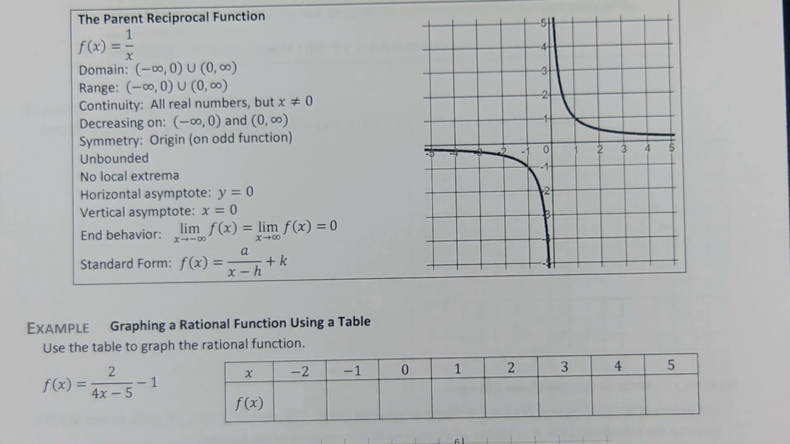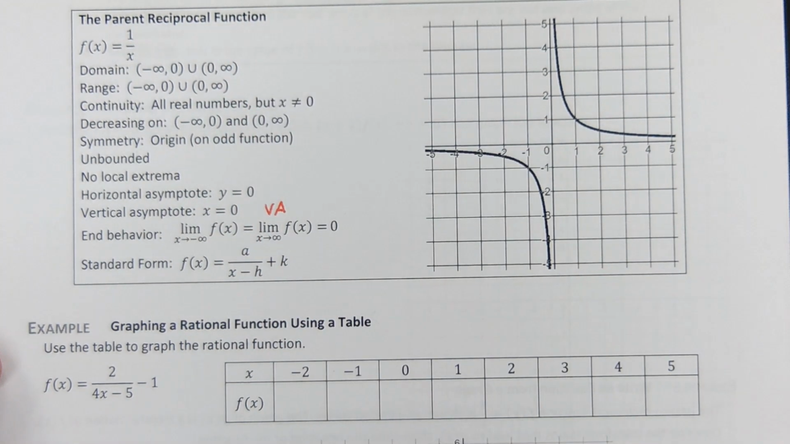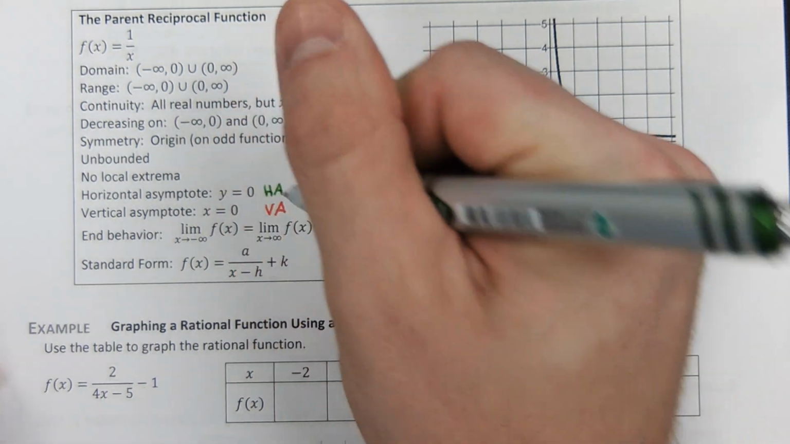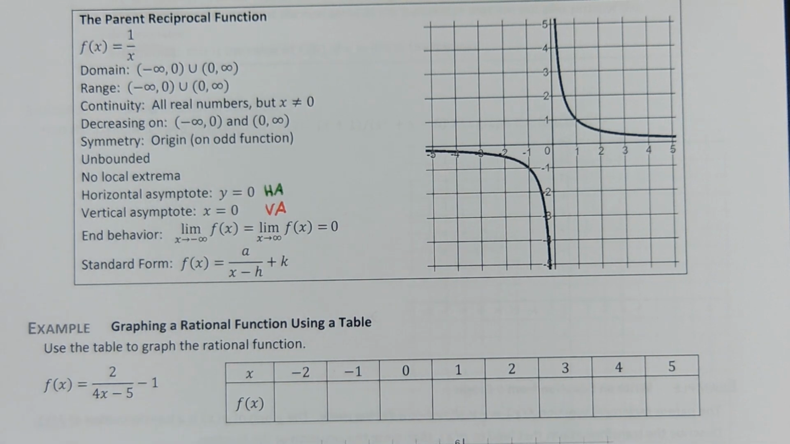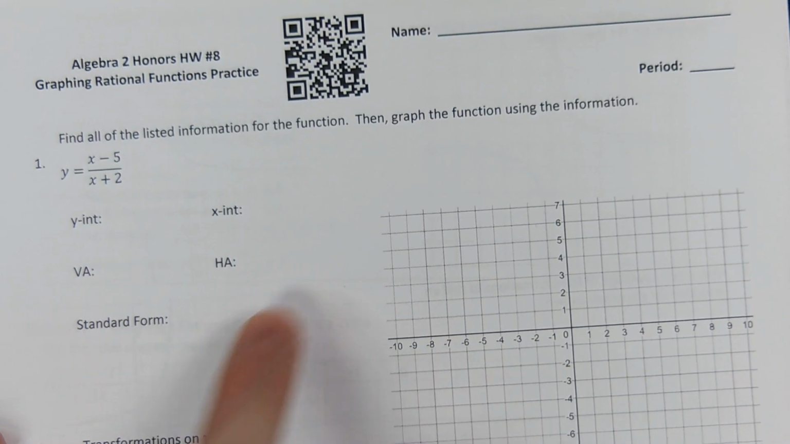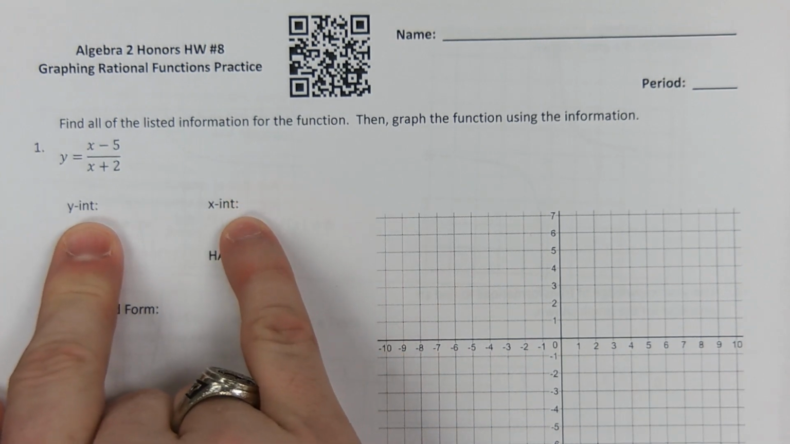For space purposes, I will never write vertical asymptote or horizontal asymptote. Instead, I'm going to write VA and HA, because that is just less writing. And if you look at your homework, I've used shorthand, VA and HA. I've also used shorthand for y-intercept and x-intercept. Okay?